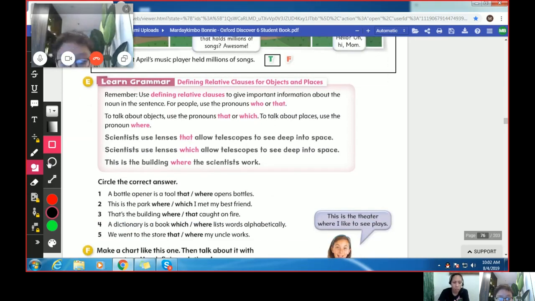Circle the correct answer. Please read number one. A bottle opener is a tool that opens bottles. That, very good. Number two. This is the park where I met my best friend. Very good. Where, because park is a place. Number three. That's the building where it caught on fire. Okay.